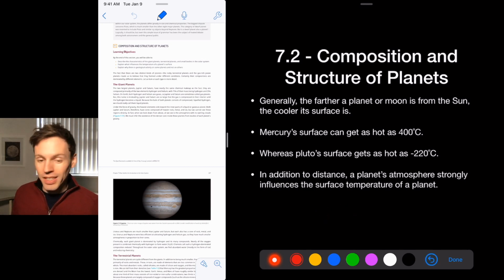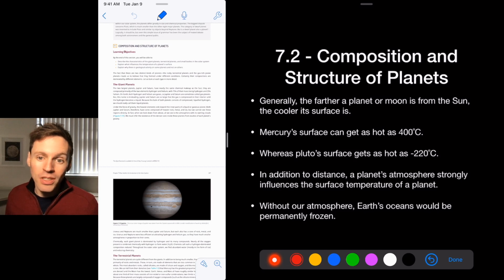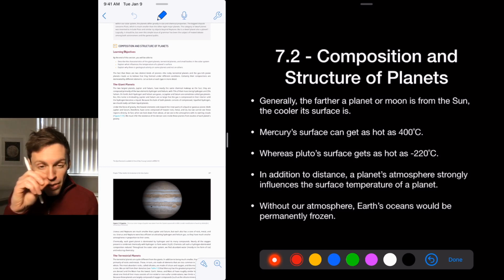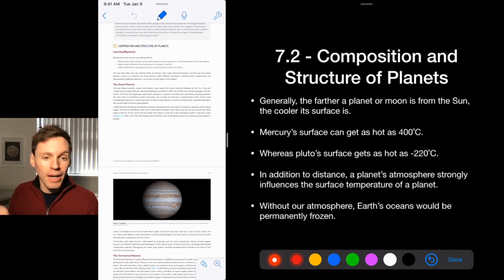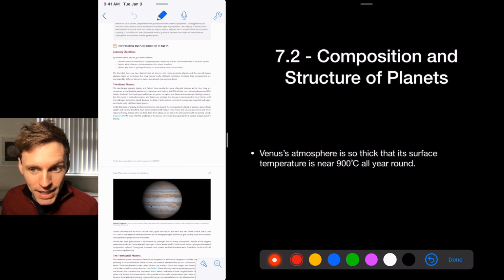Okay, so in addition to distance, the next most important contributor to the surface temperature of a planet is the atmosphere. Without our atmosphere, Earth's oceans would be frozen solid. Our atmosphere is a very thin thing, like a piece of saran wrap on a basketball. The very, very thin layer of gas is what holds on to enough energy from the sun to keep our oceans warm.